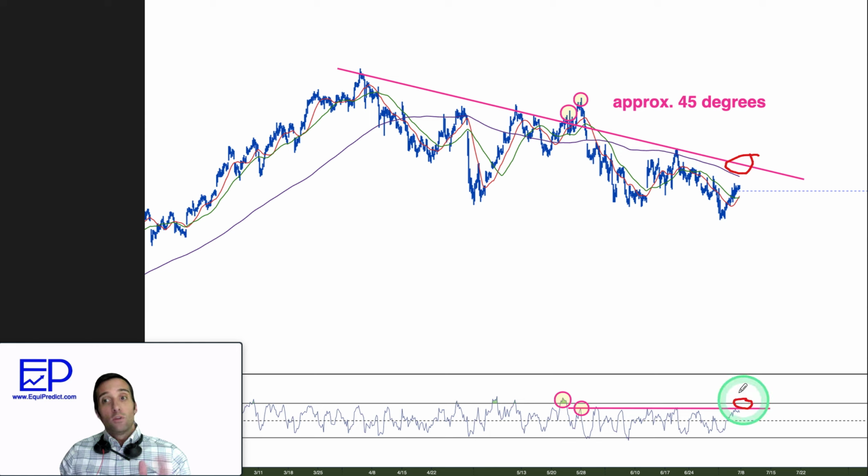At that time, you'll be looking for a pullback, or you can go ahead and go long at that time, but just make sure you have your stops at a particular point. One thing I would just note is that with this downtrend line, what I like to do is make sure that there's a piercing above a downtrend line that's around a 45-degree angle or so.